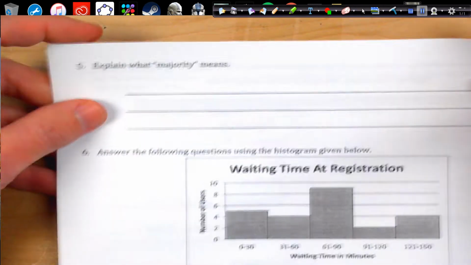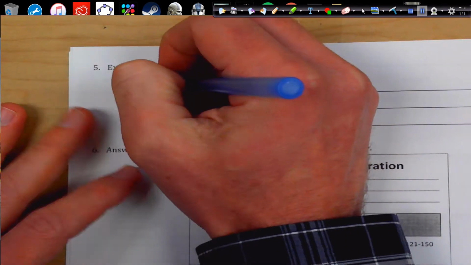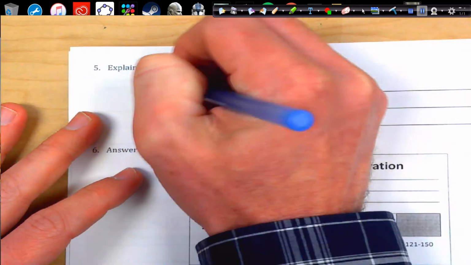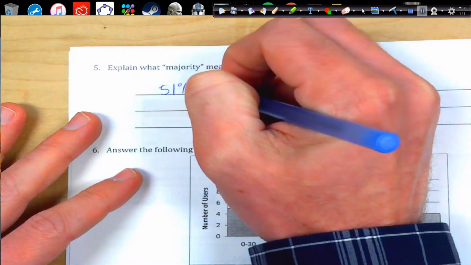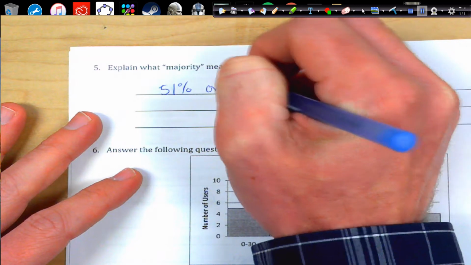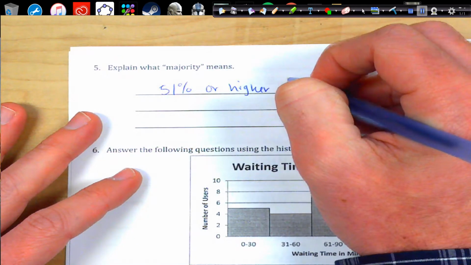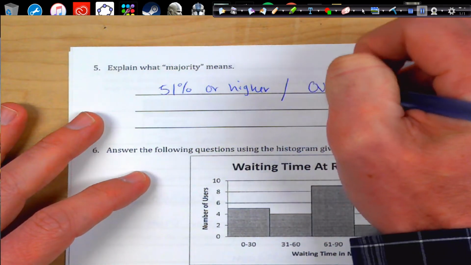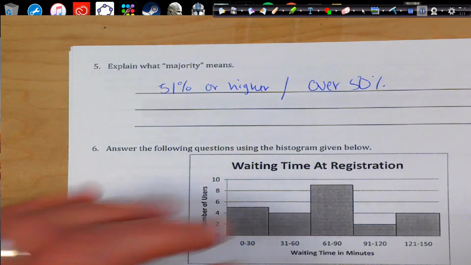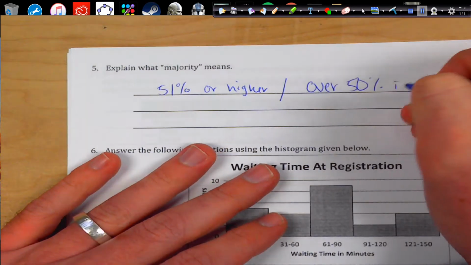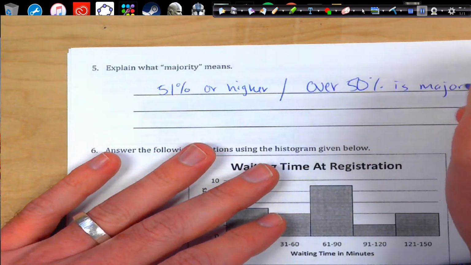Explain what majority means. Majority actually means, a lot of times, sometimes people say 51% or higher. I think a better way would be over 50%, because you could have technically 50.9%. So over 50% would be considered majority.